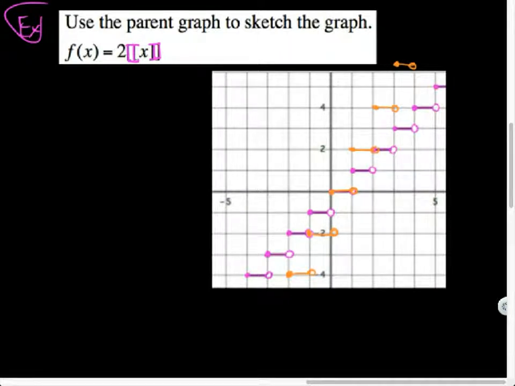So that's what that graph would end up looking like, its child and parent. So let me talk about some of these cases.